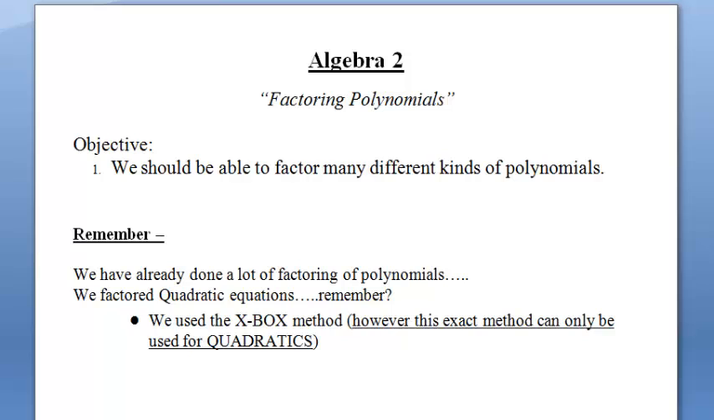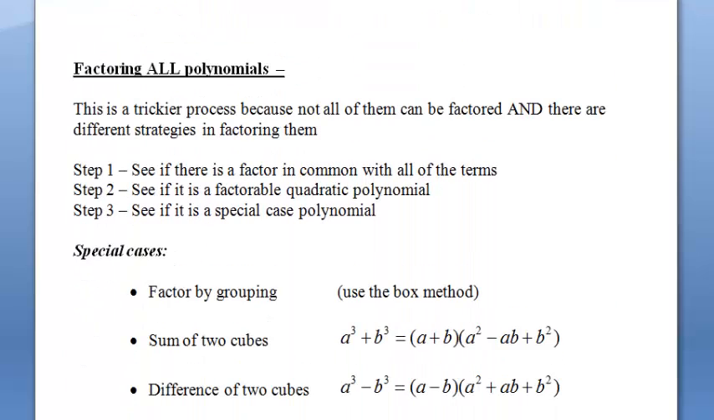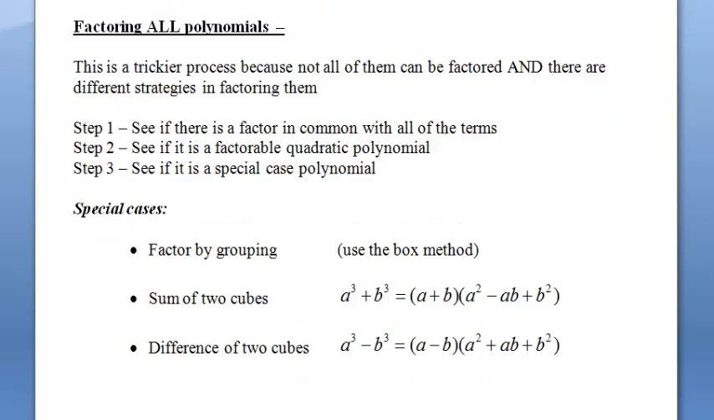So let's talk about a few things here. We're going to talk about factoring polynomials, not just quadratic equations, but polynomials. But most of the factoring is done with quadratic polynomials. So factoring all polynomials: this is a trickier process because not all of them can be factored, and there are different strategies in factoring them.